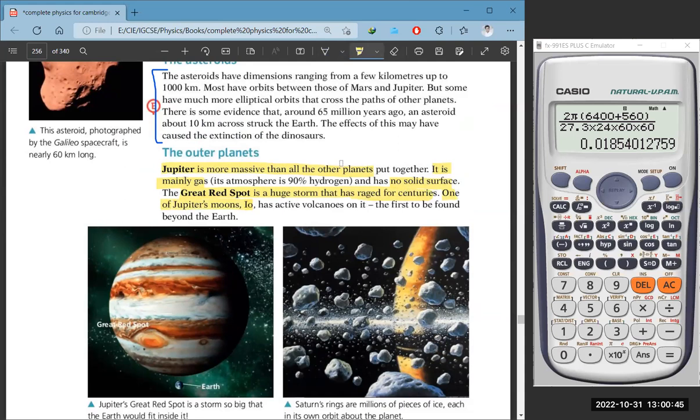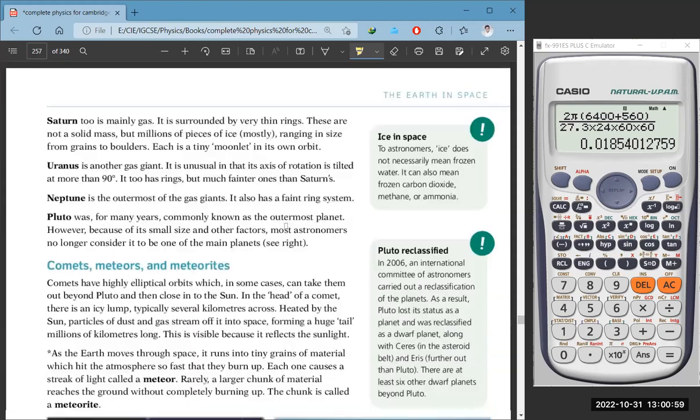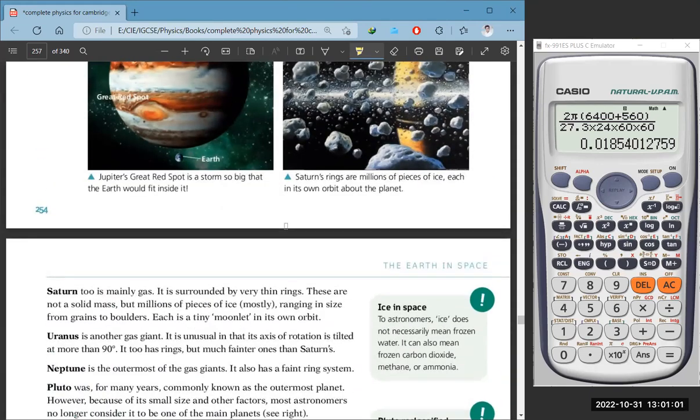Jupiter is more massive than all the other planets. It is mainly gas, no solid surface. The Great Red Spot is a huge storm that has raged for centuries. One of Jupiter's moons is Io. Io is the moon of Jupiter. There are other moons as well. We'll look at that in a second.